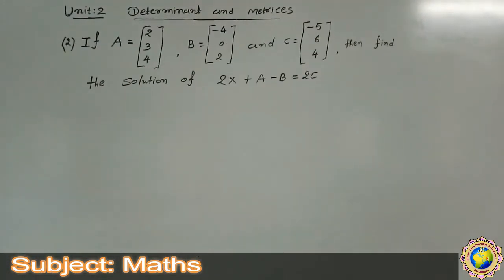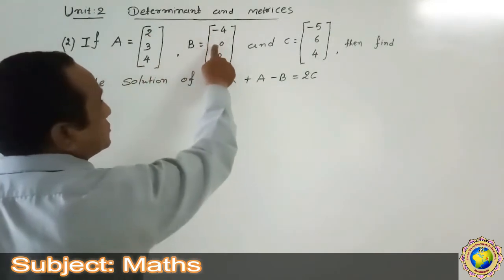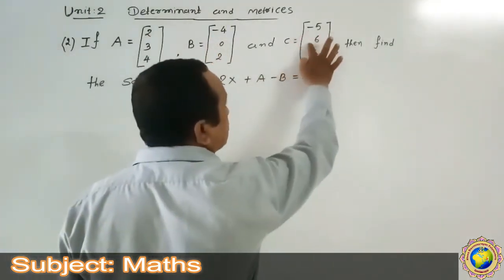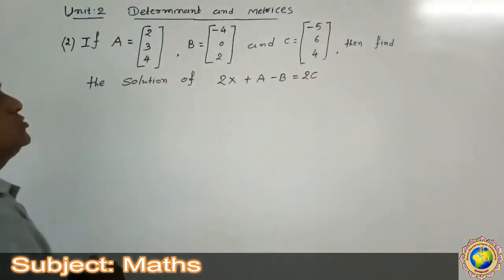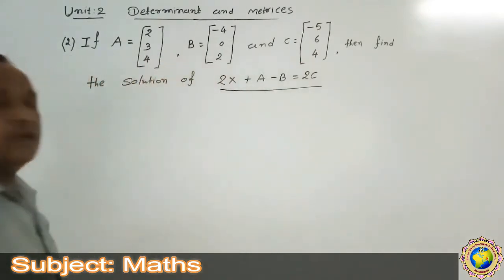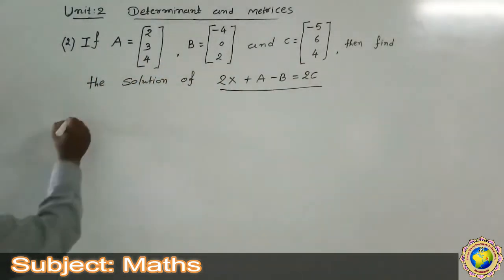Now second example. If A is equal to [2, 3, 4], B is equal to [-4, 0, 2], and C is equal to [-5, 6, 4], then find the solution of the equation 2X plus A minus B is equal to 2C. Now here solution.